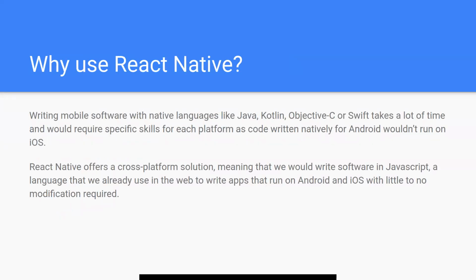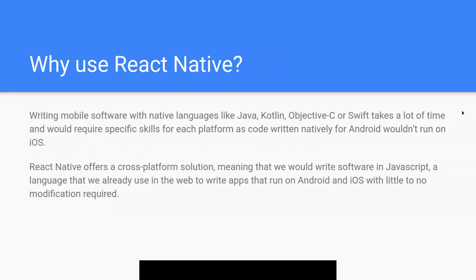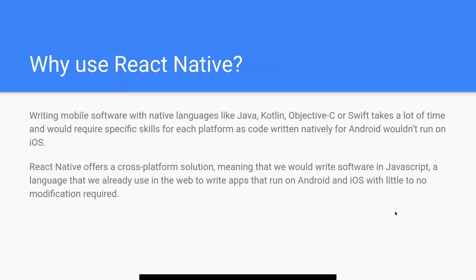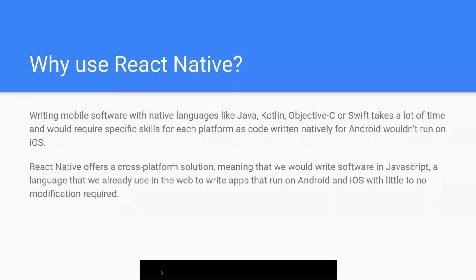So why use it exactly? Why are we using React Native? Historically, it has always been known that it's better to develop in native languages. For example, if you're developing for Android, well, it is known that it should be better that you use Java or Kotlin. If you're developing for iOS, it should be good to use Objective-C and Swift.